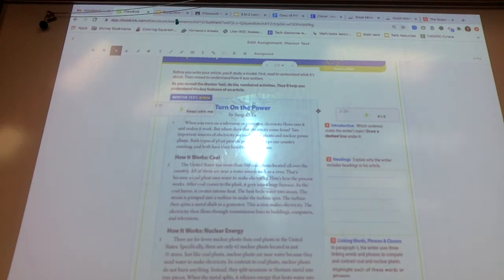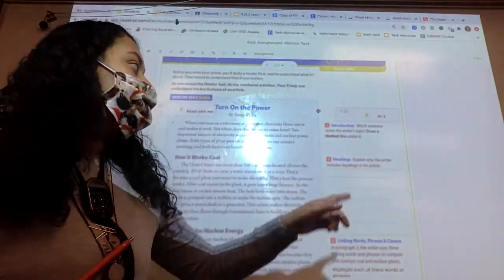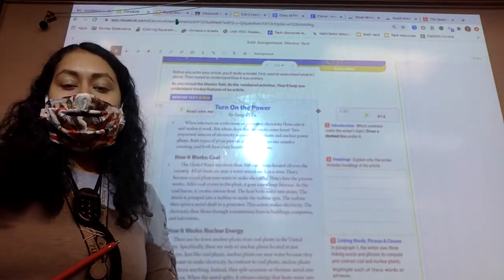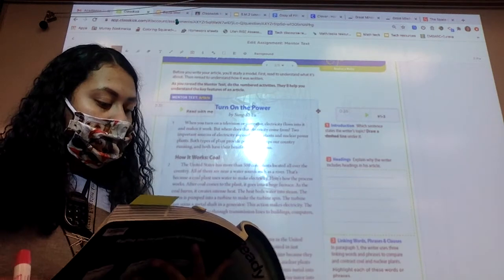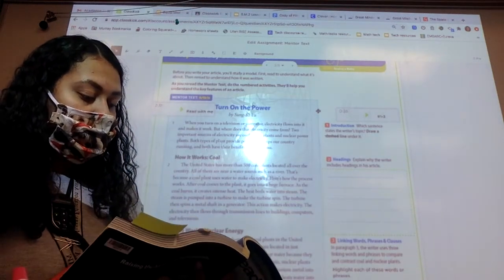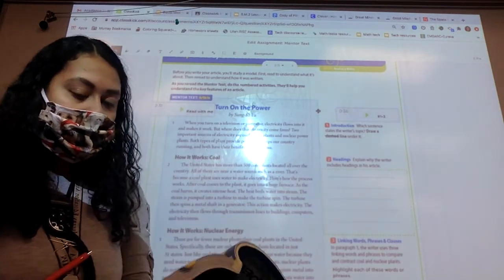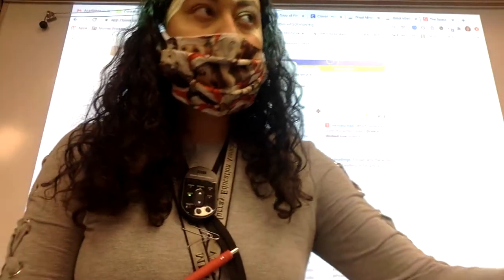Okay, we'll pause right here. We're over here, following along. Okay, activity number 1. On the side, the number 1 in the red box, it says introduction. Which sentence states the writer's topic? Draw a dashed line under it.